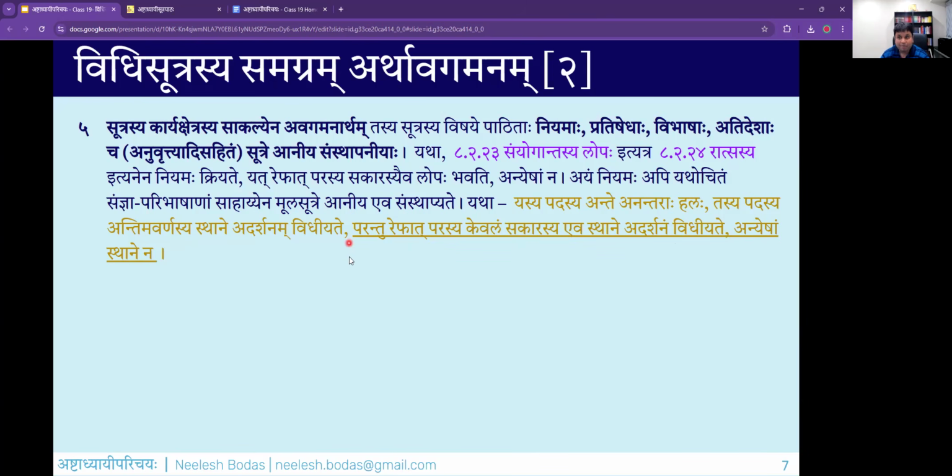So all this underlined part, parantu refat parasya and so on, is the expansion of ratsasya, which is now brought into this sanyogantasya lopaha. In this way, we started with a two-word sutram called sanyogantasya lopaha, and we have ended in a huge statement. Yasya padasya ante anantaraha halaha तस्य पदस्य अंतिमवर्णस्य स्थाने अदर्शनं विधीयते, परन्तु रेफात् परस्य केवलं सकारस्यैव स्थाने अदर्शनं विधीयते, अन्येषां स्थाने न. This complete statement now is eligible for explaining the karya kshetra.